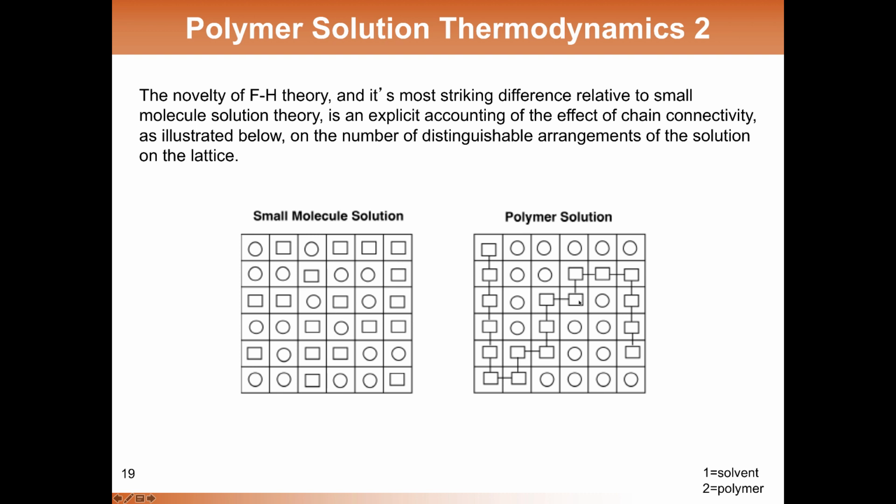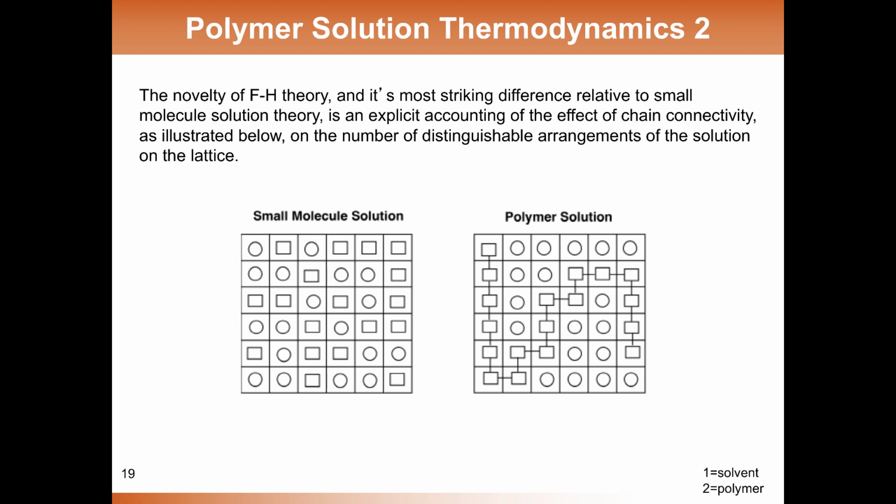And so what this is going to mean from a thermodynamic point of view is that the number of ways of arranging the squares in a case where they're all connected together is going to be much less than the number of distinguishable ways of arranging the squares if they're not connected at all. And that means that the delta S of mixing of polymer solutions is going to be much less than the delta S of mixing of small molecule solutions.